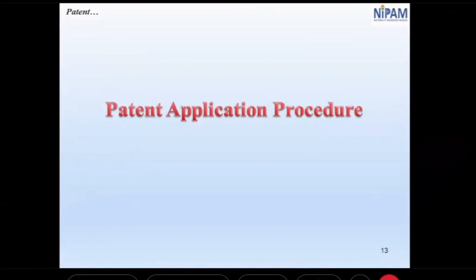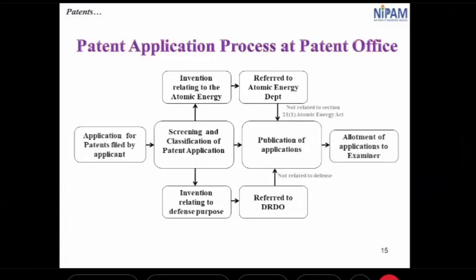So the different types of patents. So what is the patent application procedure? Suppose so far we have covered intellectual property, intellectual property rights, types of intellectual property rights, and what exactly a patent is. Now, let's talk about how to file a patent and what the patent application procedure is, the process at the patent office.